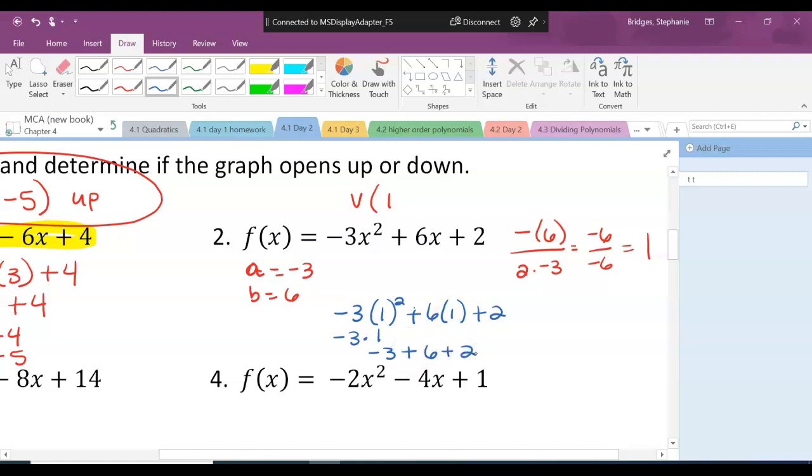So then I have to simplify that. Negative 3 plus 6 is 3. And then 3 plus 2 gives me 5. So the K value in my vertex is 5. And then again, I'm focused on A. Is A positive or negative? Negative, so this thing is going to open down.